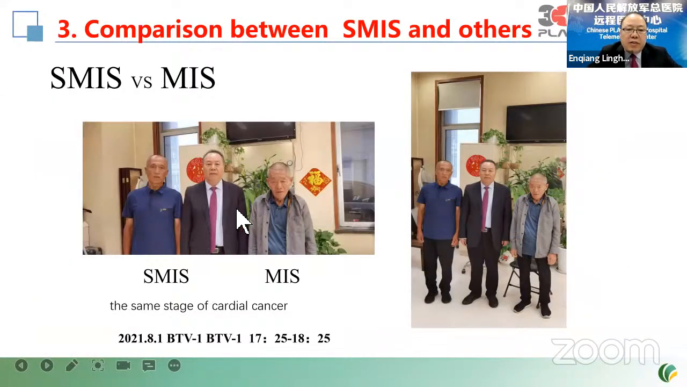This is an example. This one we performed the same, 70 years old. This is 68 years old. We used the mass and partial stomach resection. Two of them are the same stage of cardiac cancer. The difference for this case: this patient cannot lie down to sleep and can only sit up to sleep, so the post-operative quality of life is lower.